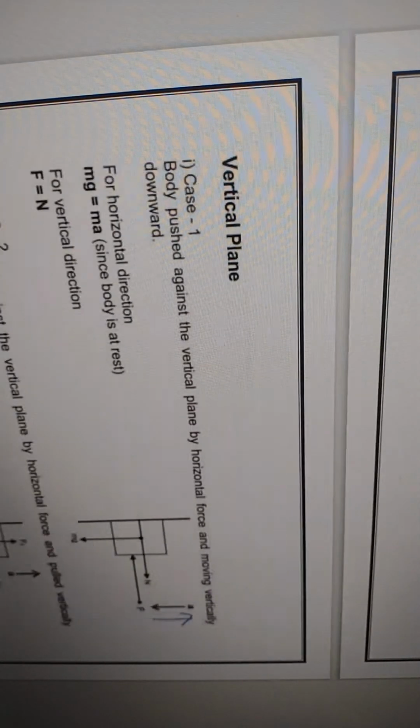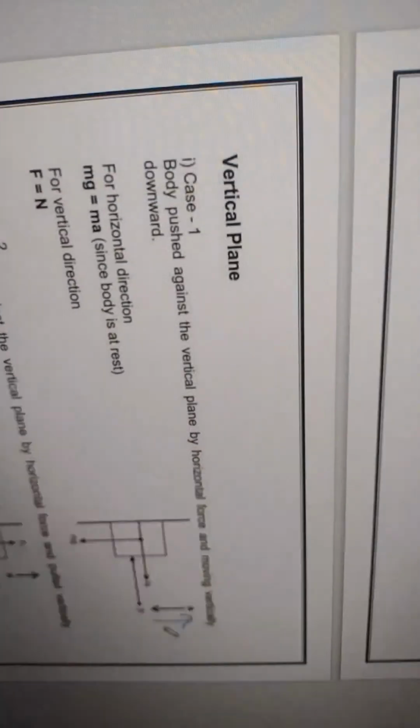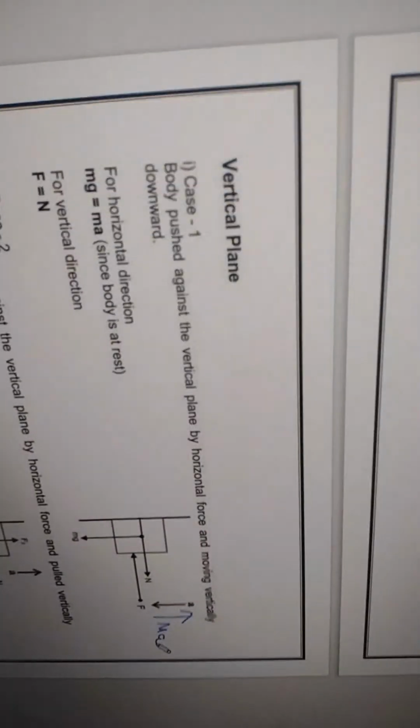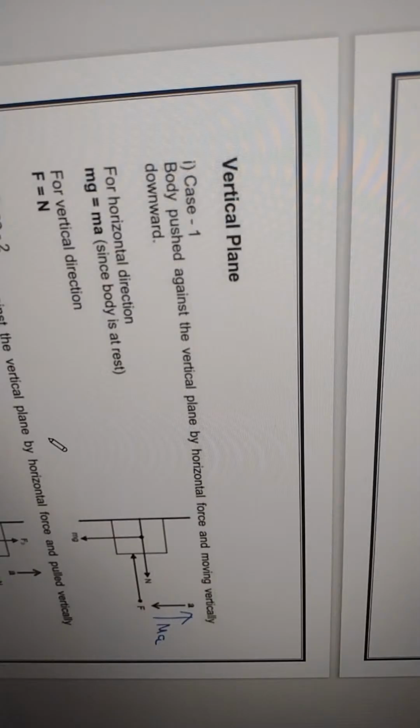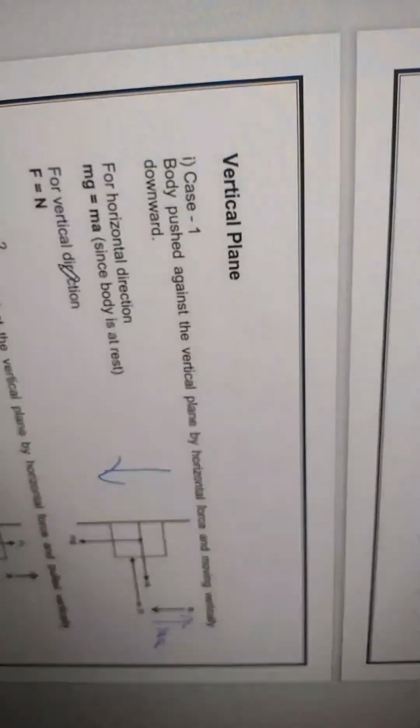To move it up. So here this will be MA, mass into acceleration. The body is pushed against the vertical plane and moving vertically downwards. It is moving downwards, so MA will be in the opposite direction. This we have already cleared in the yesterday lecture.